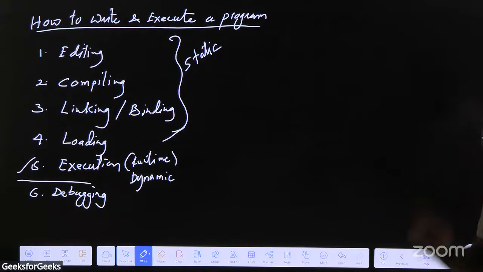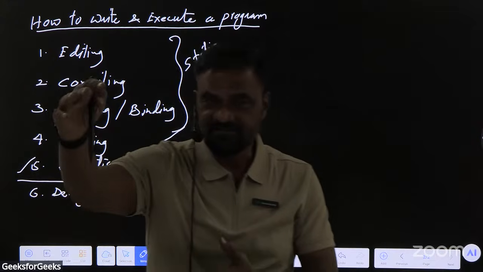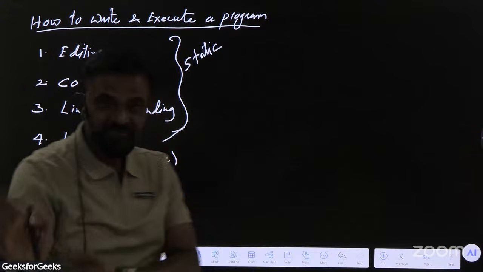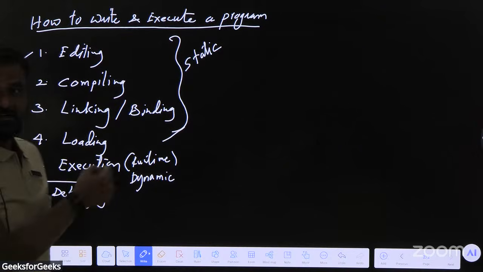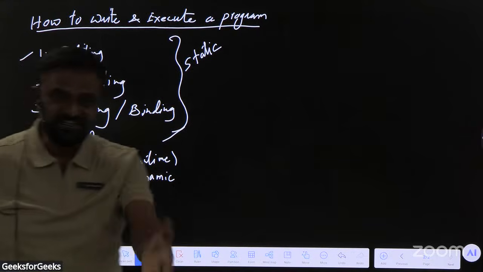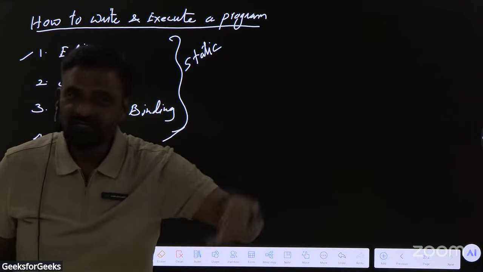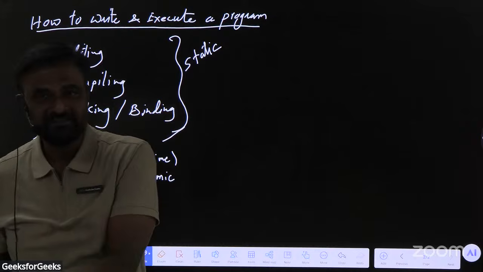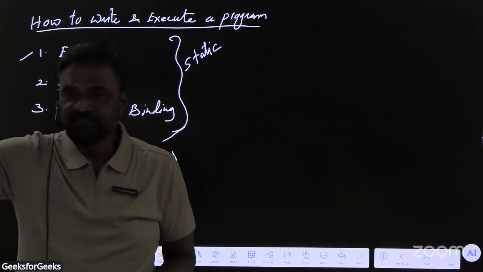Now you have this idea. So what we have learned so far is the stages of writing and executing a program. Then we categorized them, and something is static and something is dynamic. Now let us start. Editing first. What is editing? Typing a program. Typing a program is nothing but text. So you can type a program in any text editor. You can use Notepad or MS Word or any text editor, and you can save it with extension .c or .java or .py for any programming language.